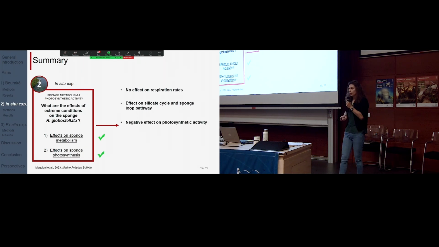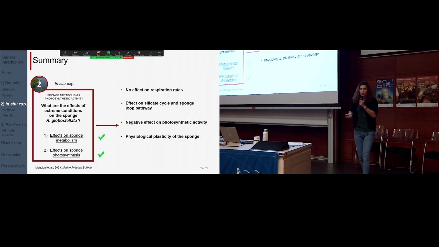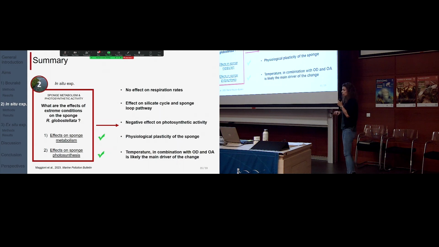I also found a negative effect on the photosynthetic activity, and I show that the sponge Rhabdastrella globostellata has the metabolic plasticity to cope with different environmental conditions. Finally, temperature in combination with low pH and low dissolved oxygen is the main driver in the sponge loop disruption.